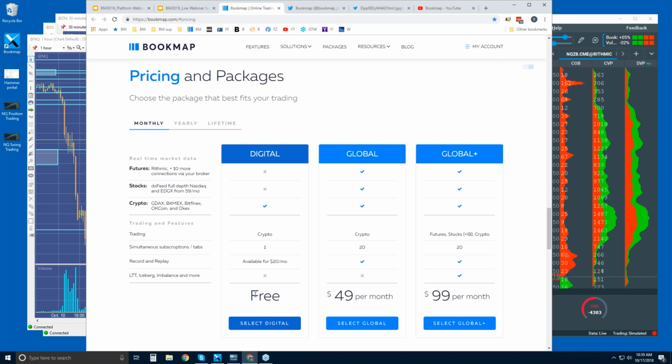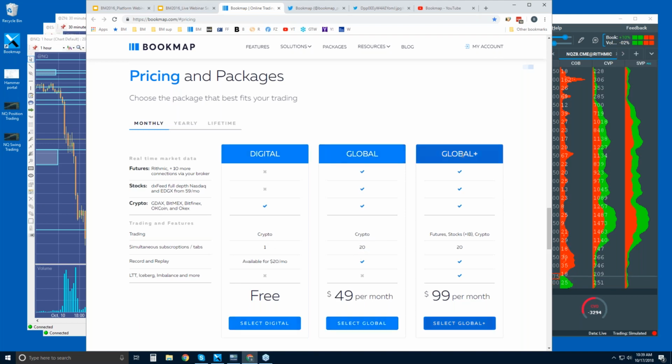Anyway, moving on and connecting to different markets, you'll need Bookmap Global. So if you're a futures trader or equities trader, I would recommend subscribing for a month, trying it out, canceling at any time, and seeing if this is something that works for you. You get up to 20 different digital currencies here as well, per exchange. So you can have all sorts of digital currencies open.